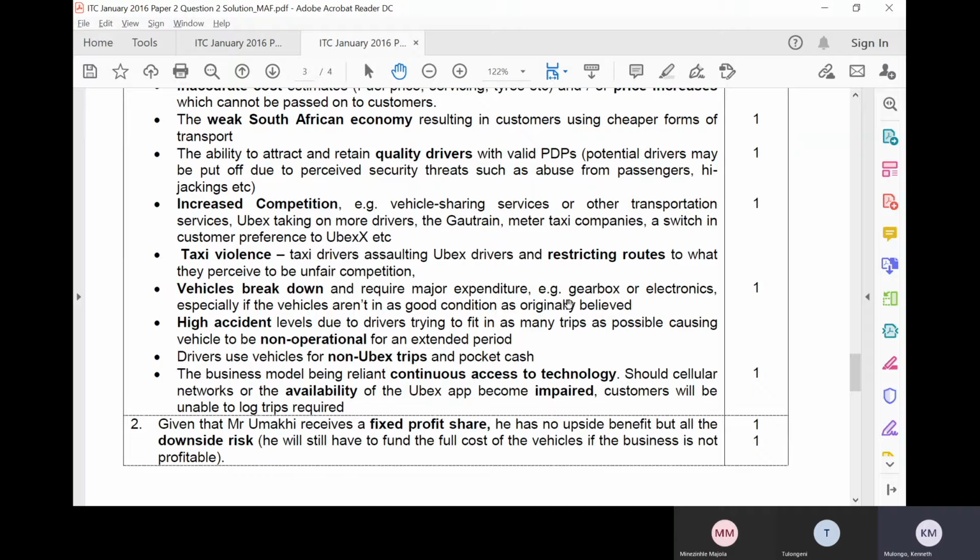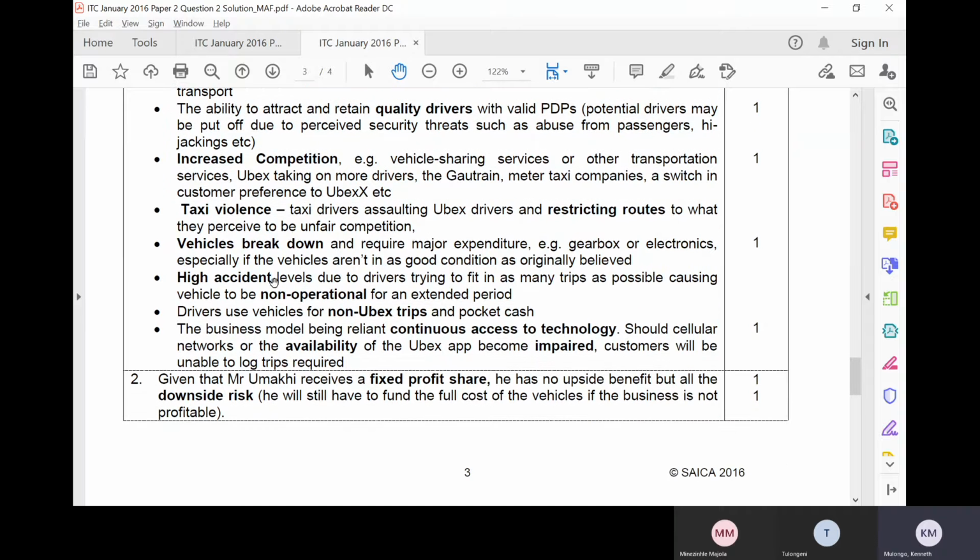Vehicle breakdowns, and then it requires major expenditure, that reduces profit. High accident levels due to drivers trying to fit in as many trips as possible, so they're driving too fast, right? So we need to also push for higher revenue, but then also make sure that if they're pushing for too much revenue and they crash the car, you lose all the revenue you might get. And then drivers use vehicles for private trips. So that's obviously a big one.